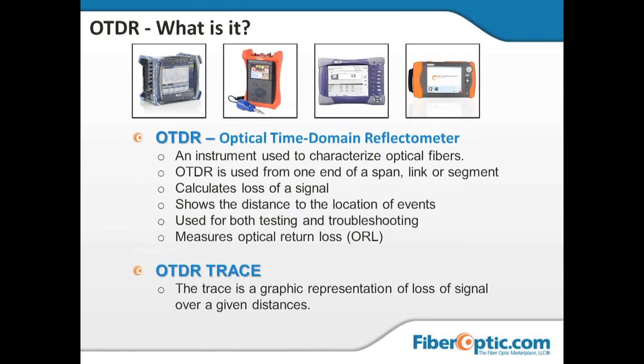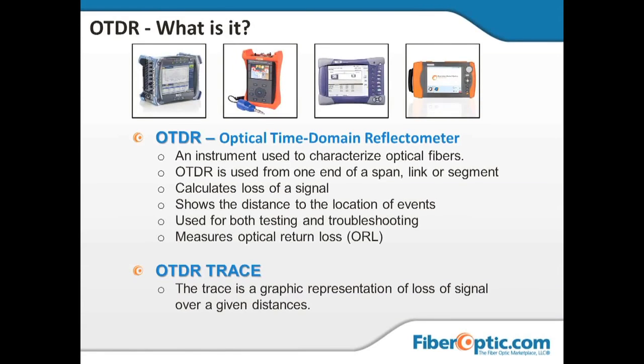Okay, so an OTDR is an optical time domain reflectometer. It is used to characterize the fiber. It's a snapshot, if you will, of the fiber and the events and losses that are taking place over distance at the very moment that you're doing the testing. It's used typically from one end of the span or segment. It calculates the loss of the signal. It shows the distance to the event and helps us for troubleshooting in that regard. Again, it's used for testing and troubleshooting, and it measures optical return loss.